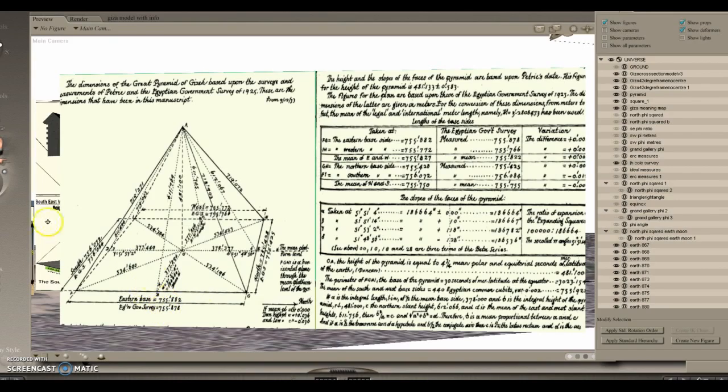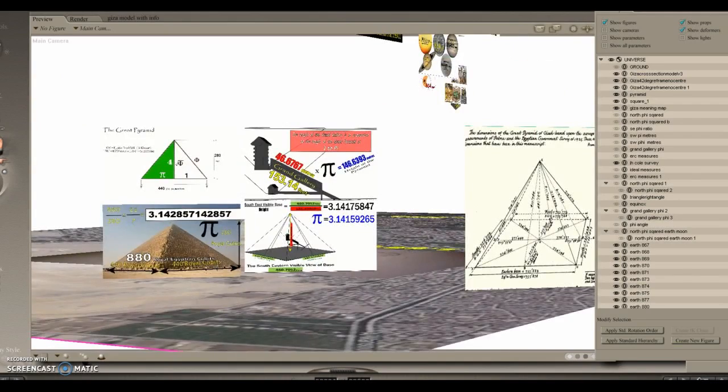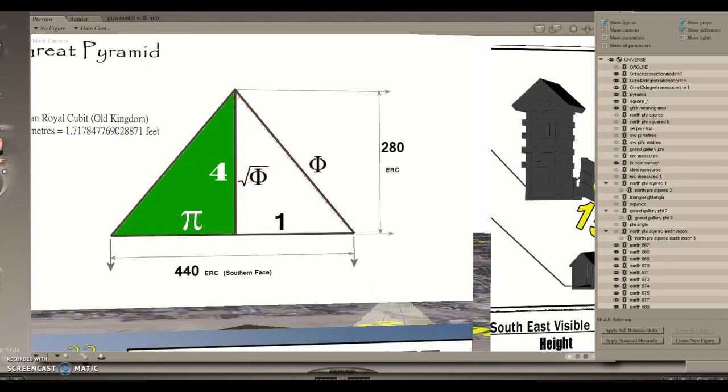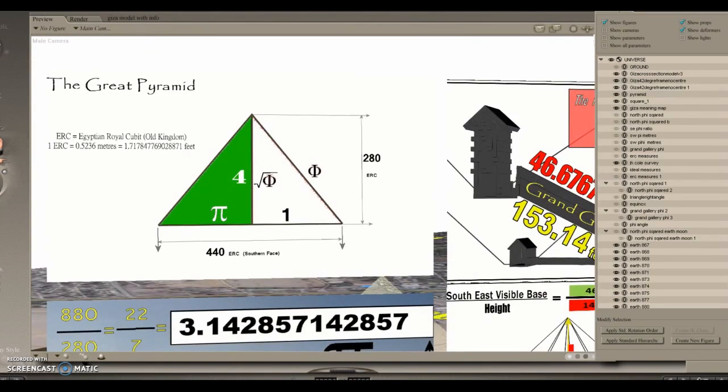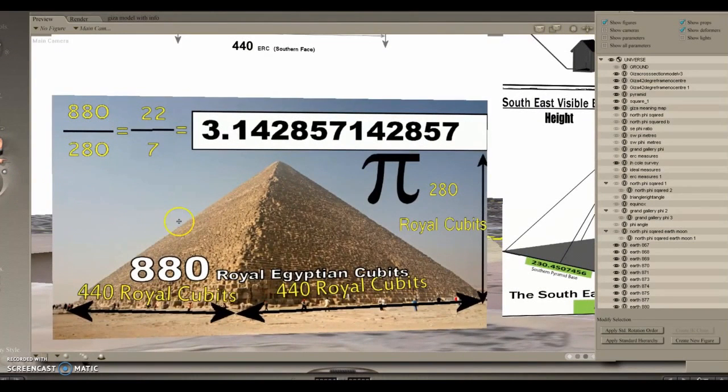So if we take those into account, and if we look at the pyramid as a three-dimensional object, for instance, this two-dimensional diagram gives us a nice representation of pi. However, if we look at it as three-dimensional, here I'm beginning with the ideal measures. So if you look at it from the south, from any corner, using the ideal measurements, that's 880 Royal Egyptian cubits over 280, which brings us to 22/7, which is a very, very good approximation of pi.